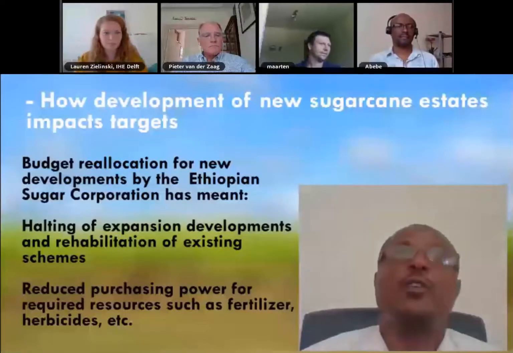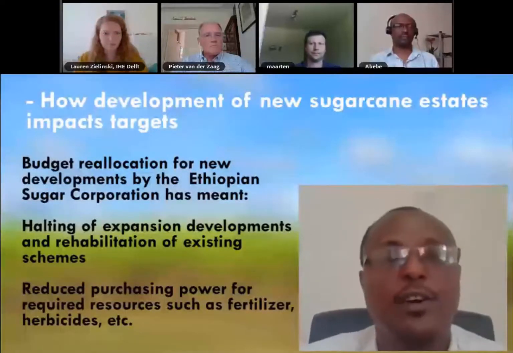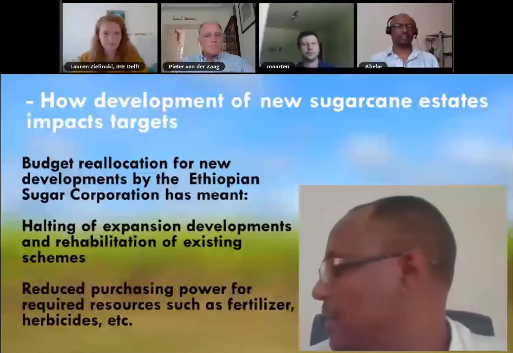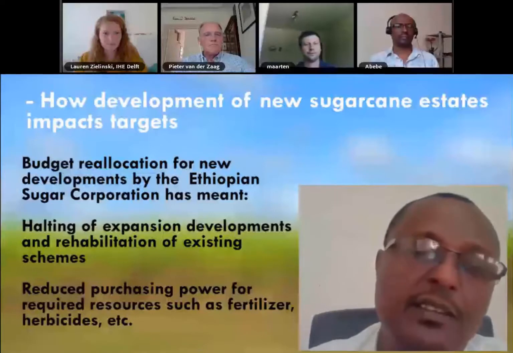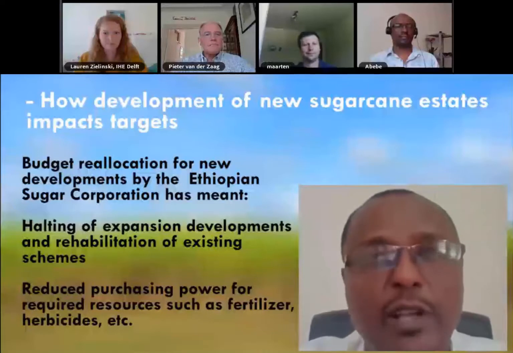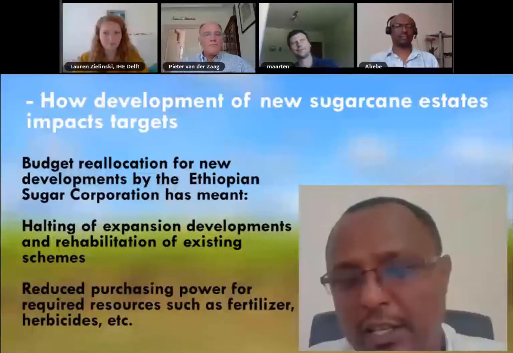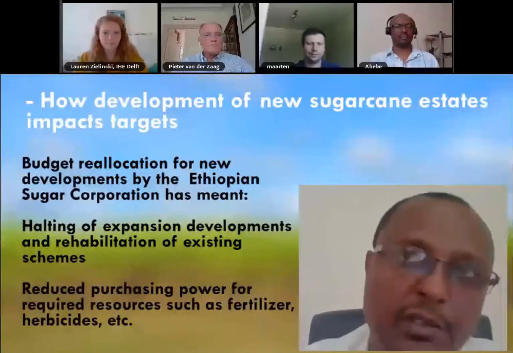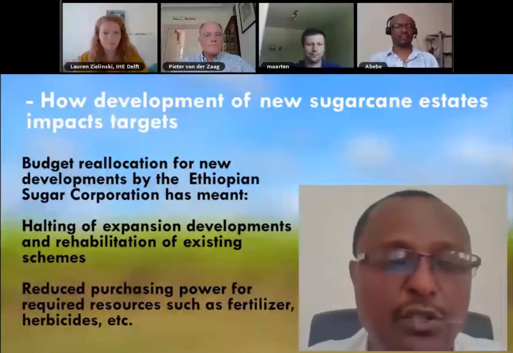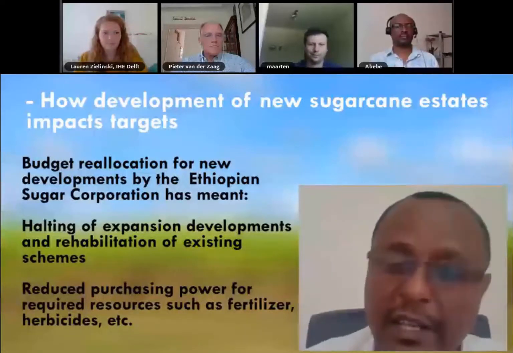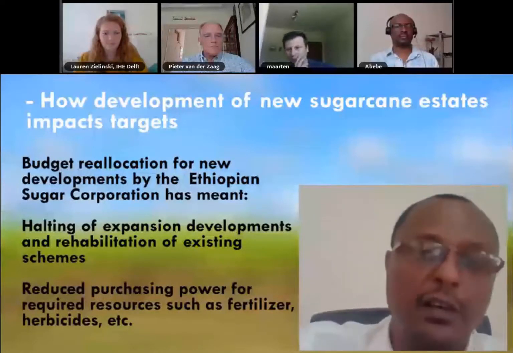The new development has a very great impact on our target. In phase 2, the Wolanchiti and Bofa area is planned. We are in progress constructing the irrigation infrastructure, but due to social, political, and other problems, we cannot meet that project accordingly. That project also affects our target.